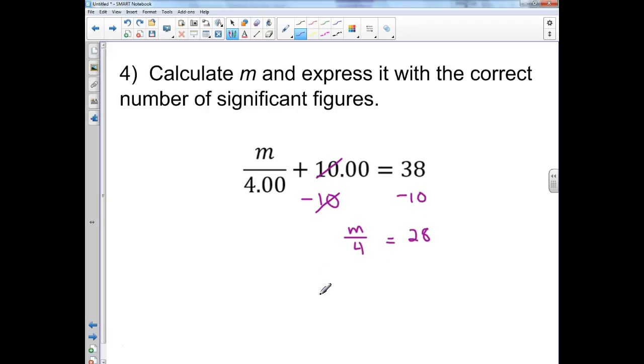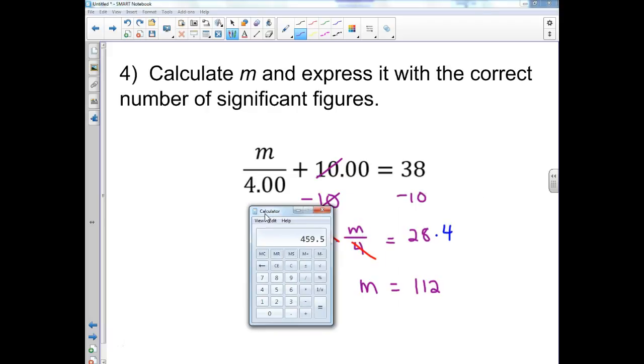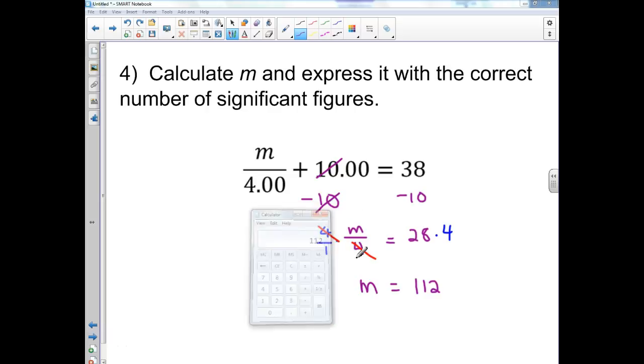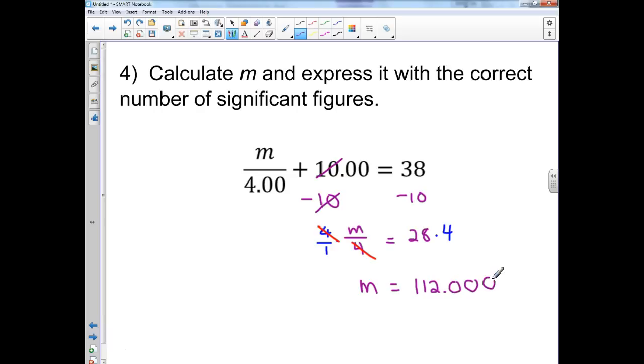Now what do I do? I multiply both sides by 4, so I multiply both sides by 4 over 1, right? The 4's cancel out because 4 over 4 is 1. And what's 28 over 4? Do a little mental math. Well, 20 times 4 is 80. 8 times 4 is 32. 80 and 32 makes 112. Let me just double check. 28 times 4, 112. Now, the question again is, is it 112.0, 112.00? Do we have to round it to 110? Do we round it to this place and make it 110? Do we round it to this place and make it 100?